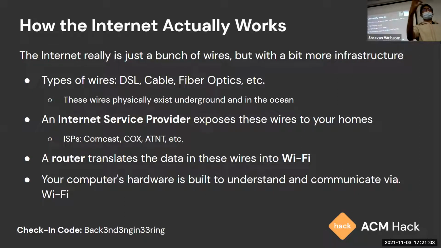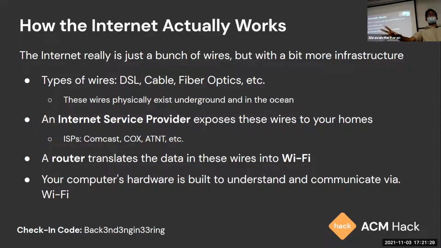An internet service provider is a service that basically provides internet to your house, right? They have control over these wires and can route them to a building or to your house, where you can actually start getting internet. Some ISPs include Comcast, AT&T, Spectrum, all the household names you're familiar with.